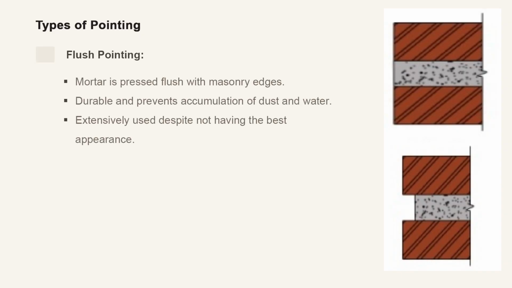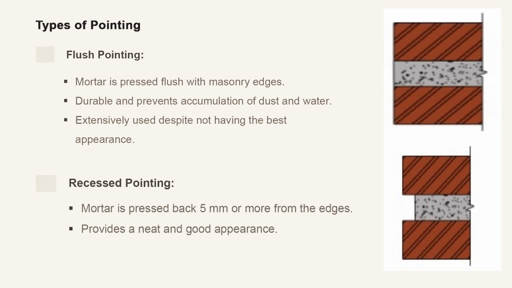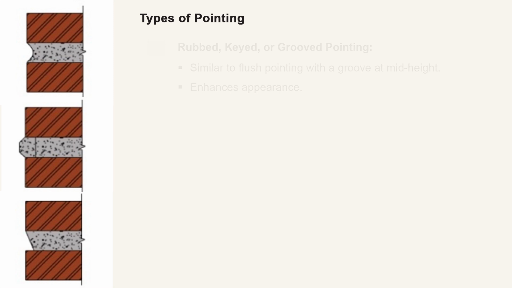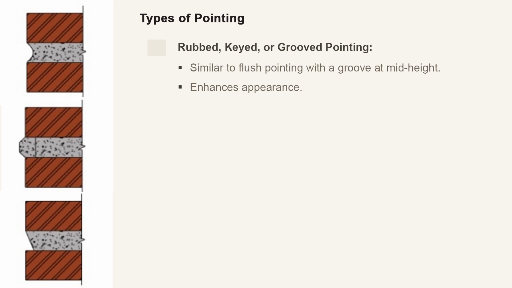If you see the flush pointing, it involves pressing mortar into the joint, finishing it flush with the masonry units, edges for durability against dust and water accumulation. Then the recess pointing. Recess pointing sets the mortar back from the edges, enhancing appearance while maintaining durability. We can also do rubbed, keyed or grooved pointing. This modifies the flush pointing by creating a groove at mid height, improving the aesthetic. This is seen in historic buildings; our Parliament building is a good example of this.